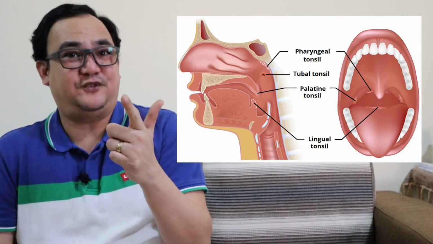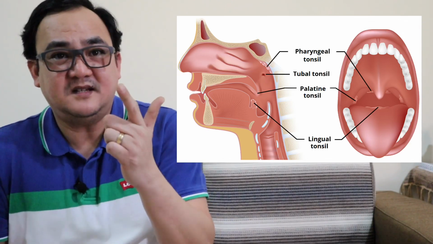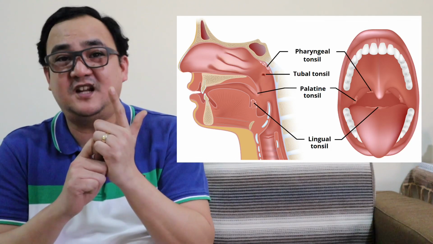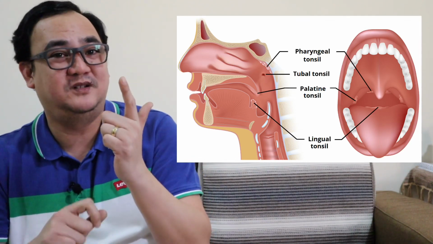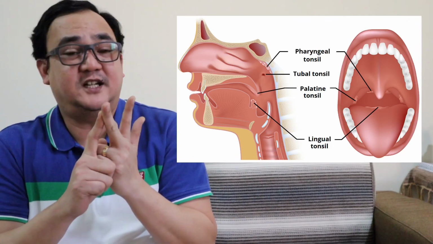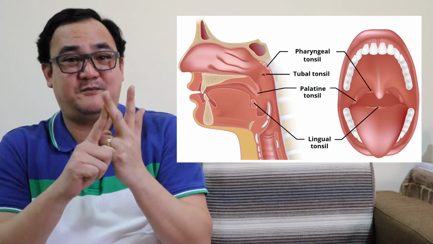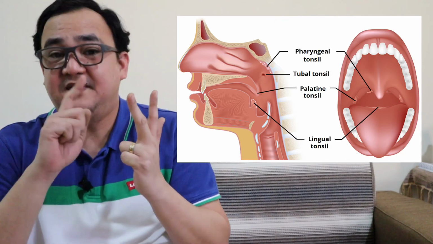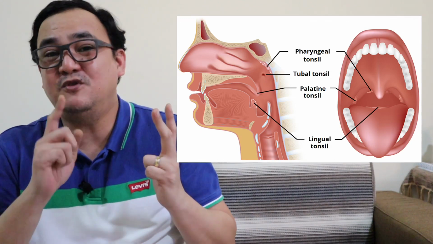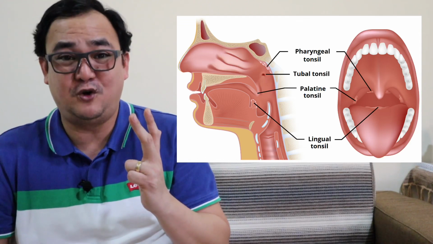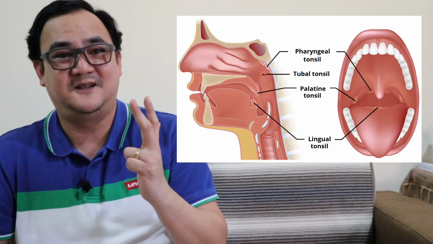The second type of tonsil are the 2 tubal tonsils. They're found just near the opening of the eustachian tube. The third one are the 2 palatine tonsils, which reside on both sides of the back of the throat. These palatine tonsils are the most common tonsils that we complain about whenever we go and visit our physician.